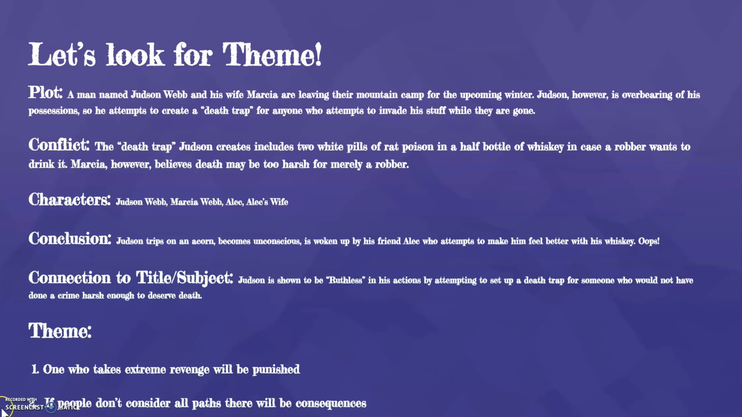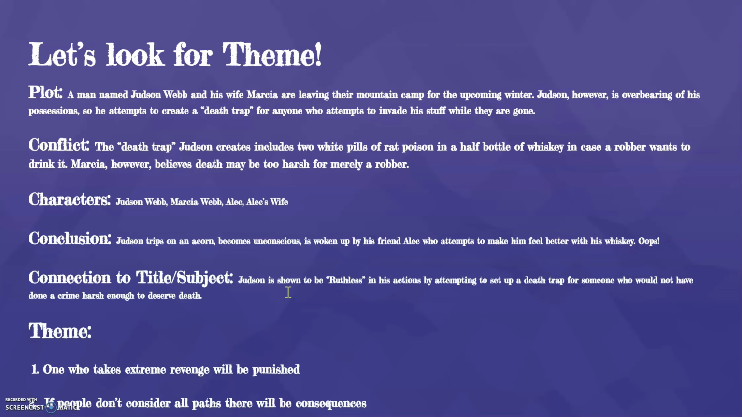Okay, so finally we got basically two themes together. Two of them we could work with. Remember that there are several themes that you can come up with, and here's a few that I came up with. So the first one would be one who takes extreme revenge will be punished. And number two, if people don't consider all paths, there will be consequences.